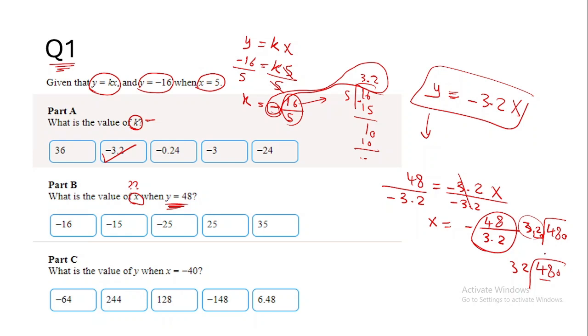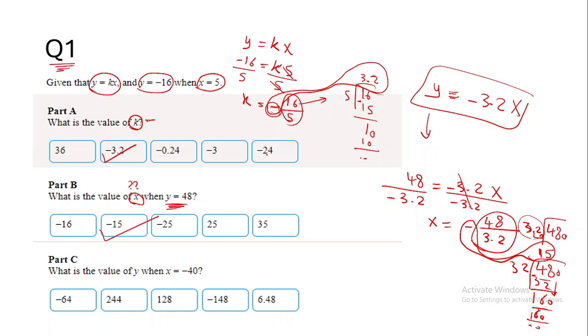Same scenario. 1 multiplied by 32 is 32. 2 multiplied by 32 is 64, which is bigger than 48, so we'll use 1. 1 multiplied by 32 is 32, and with subtraction it will be 16. We'll add a 0 here, so 160 divided by 32 will be 5. 5 by 32 will be 160. So the answer will be, again, -15. Okay?